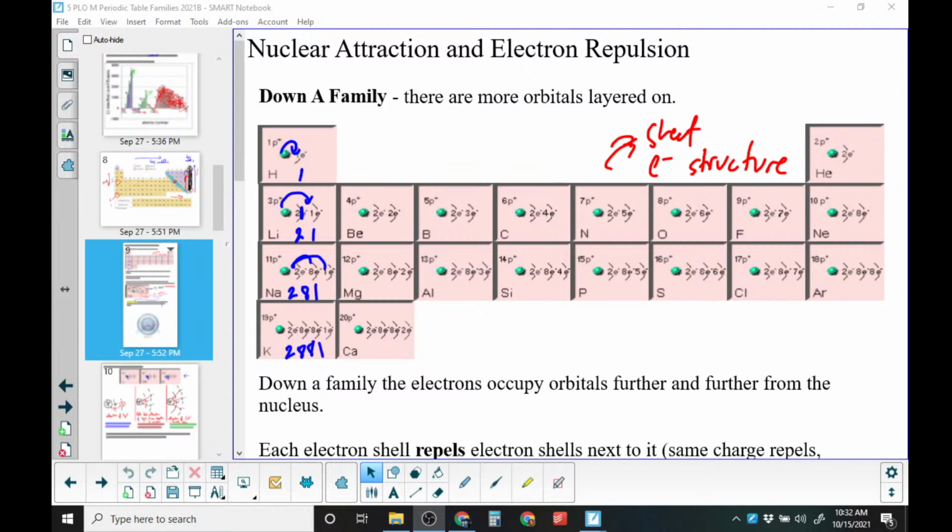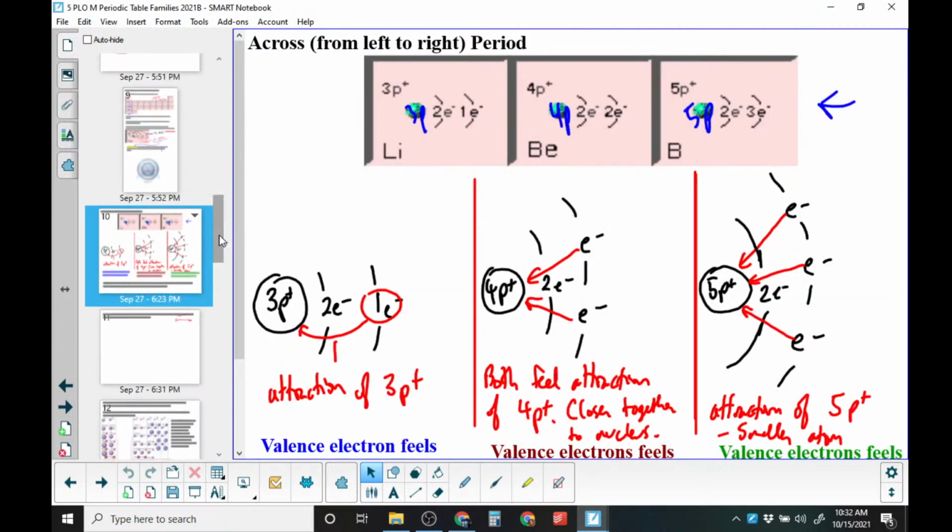Okay, so what's happening as you go across? Look at that little number up in the corner. The number is increasing. Right, and what does that number represent? Protons. The protons. So the protons are increasing. So what's happening to the attraction to the electron? It is increasing. Excellent. So those are the two explanations we did last day. This was the increasing protons.